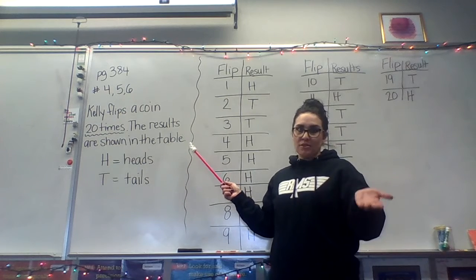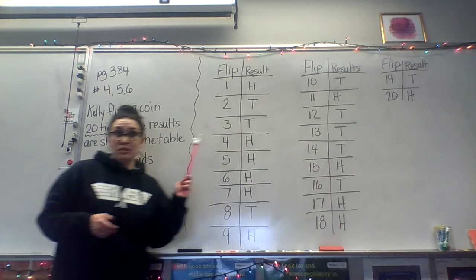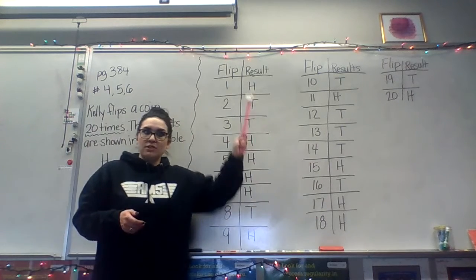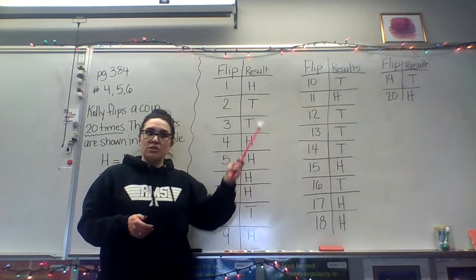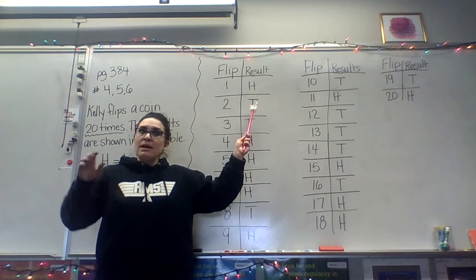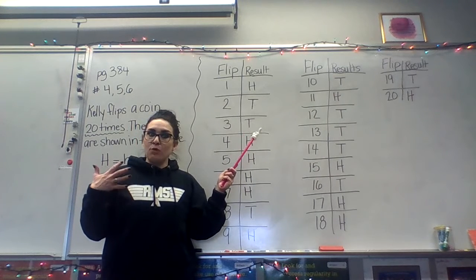But there's heads and there's tails, okay? And she does it 20 times. And here are the results, right? So we have 20 different flips, and then the results. H means that it landed heads up, T means that it landed tails up, okay? And there's a couple different questions.